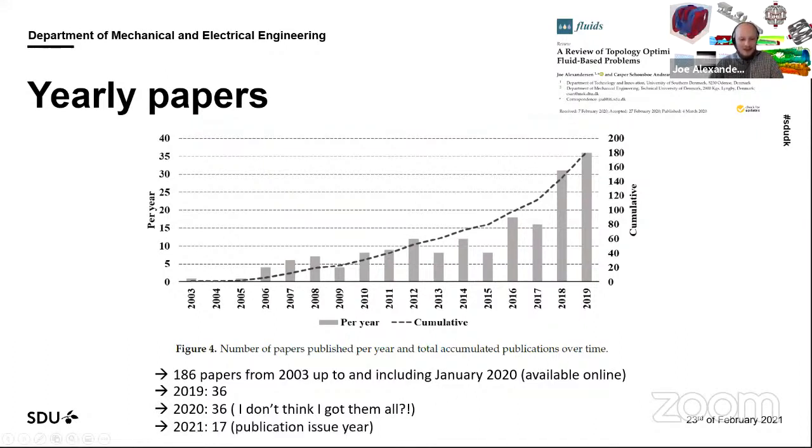But we actually already have 17 from 2021. But I think I actually remembered that the categorization we did in the paper was based on the online first date. So some of these from 2021 were probably published online in 2020 and then just have their publication issue in 2020. But either way, it seems to be going in the right direction, with more and more research on this subject.